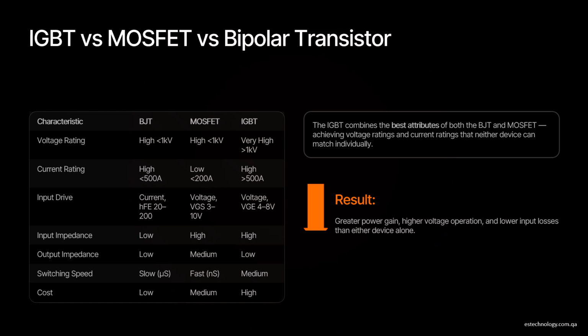IGBT versus MOSFET versus bipolar transistor. The IGBT combines the best attributes of both the BJT and MOSFET, achieving voltage ratings and current ratings that neither device can match individually. Result: greater power gain, higher voltage operation, and lower input losses than either device alone.